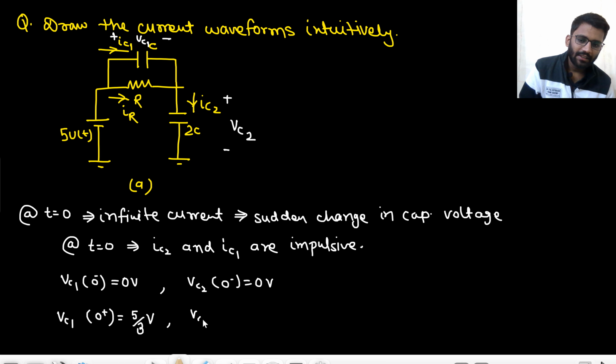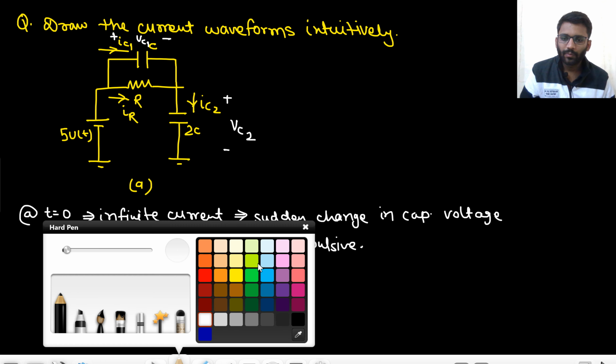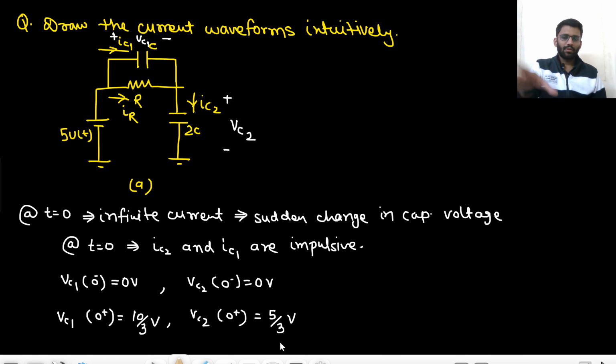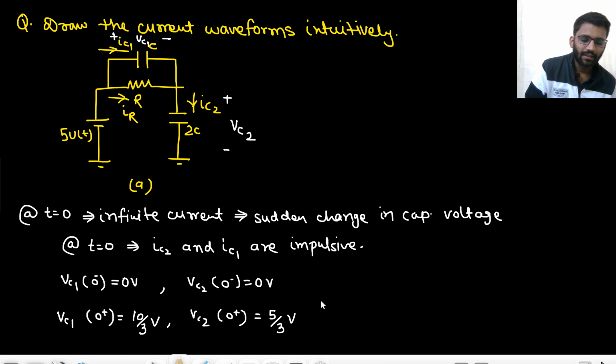And what will be VC2 at t equals to 0 plus? That would be C upon 3C into 5. So this would be 5 by 3 volt. I hope you are already aware of this concept because we have already studied it in transient analysis, right?